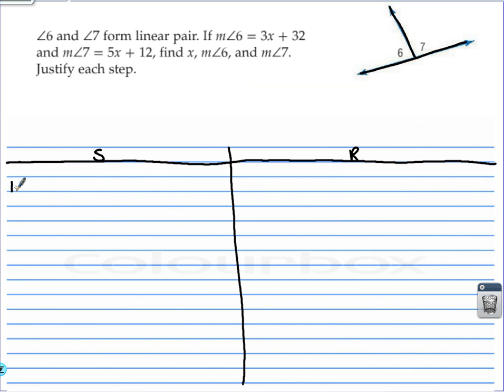Let's write down our given. Angle 6 and angle 7 form a linear pair. We'll call it an LP. The measure of angle 6 is 3x plus 32. The measure of angle 7 is 5x plus 12. Reason?